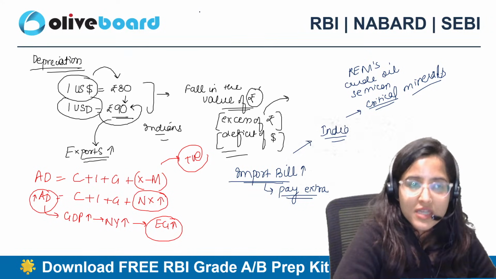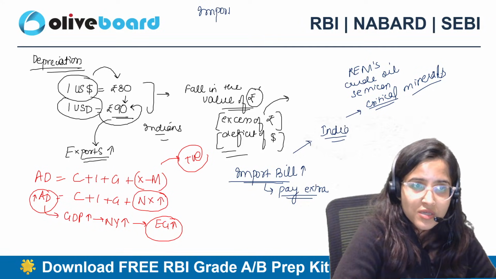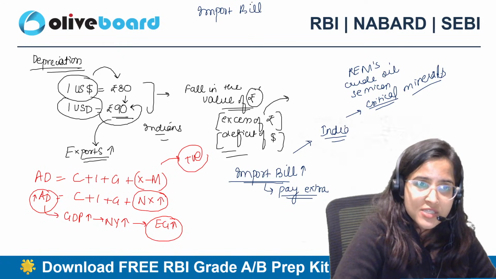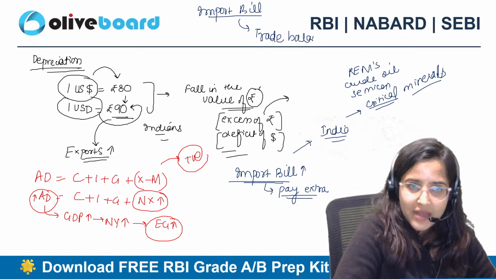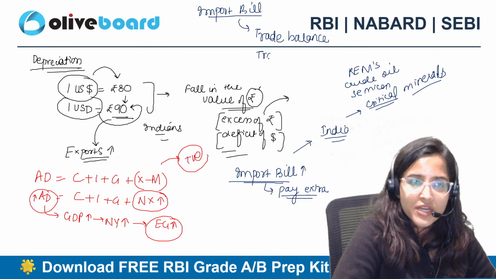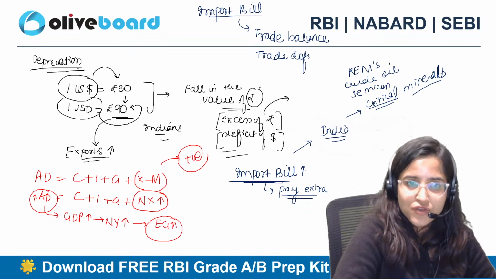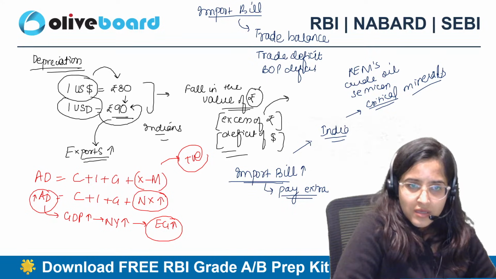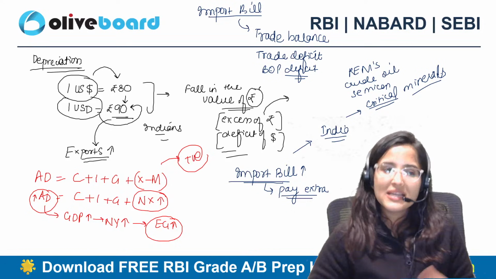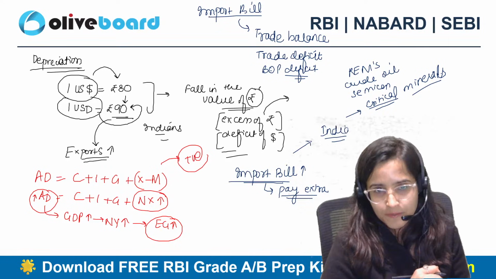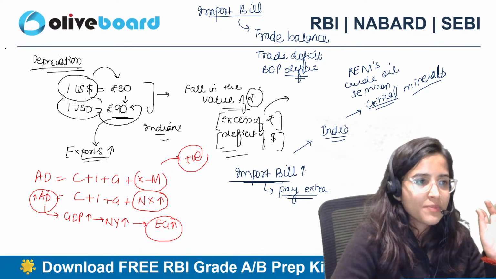When the import bill increases, this will impact our trade balance also. There is going to be a trade deficit in that case, a balance of payment deficit in that case, right? So this is the downside of this. So you had to basically write all of these points in your answer. Fine, so this is what is known as depreciation.